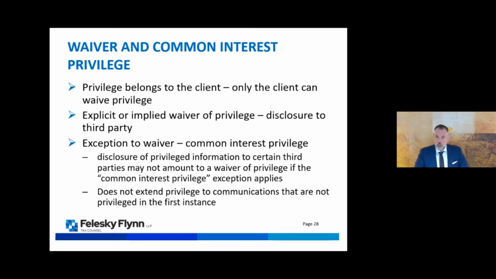So going into that concept of waiver a little more deeply, again, privilege belongs only to the client, and only the client can waive privilege. Sometimes when you're waiving privilege, you'll do so explicitly. In the course of an audit, you might say, look, it's in our interests to disclose some communications that, yeah, it's a tax memo, it is subject to solicitor-client privilege, but we're explicitly waiving privilege in this circumstance because we think it advances our interests in terms of resolving the audit. Or there can be an implied waiver of privilege, and disclosure of a document to a third party is an implied waiver of privilege.